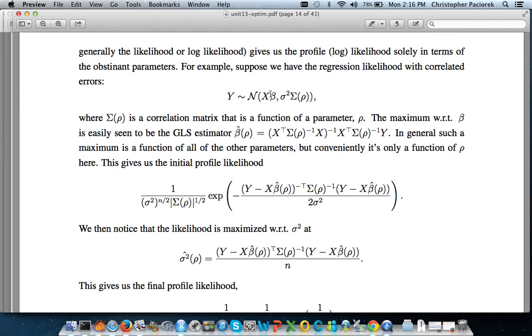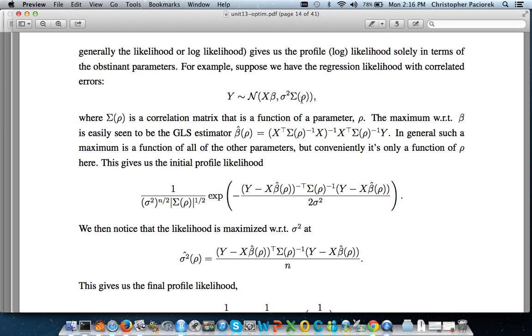You just had a standard linear regression of y on x here, but instead of having IID random errors, which would just be the sigma squared, I instead have some matrix sigma that's, say, a function of a single parameter rho. And so suppose this might be a model where my errors are autocorrelated, say, over time.